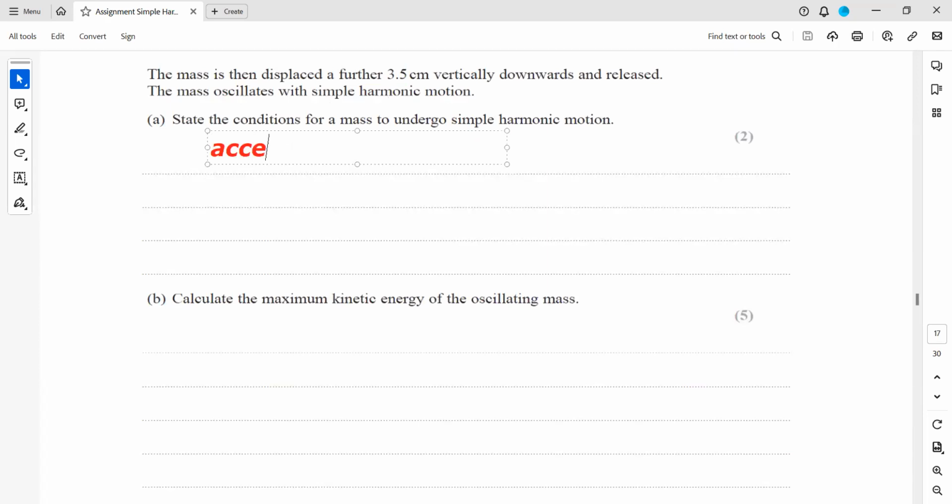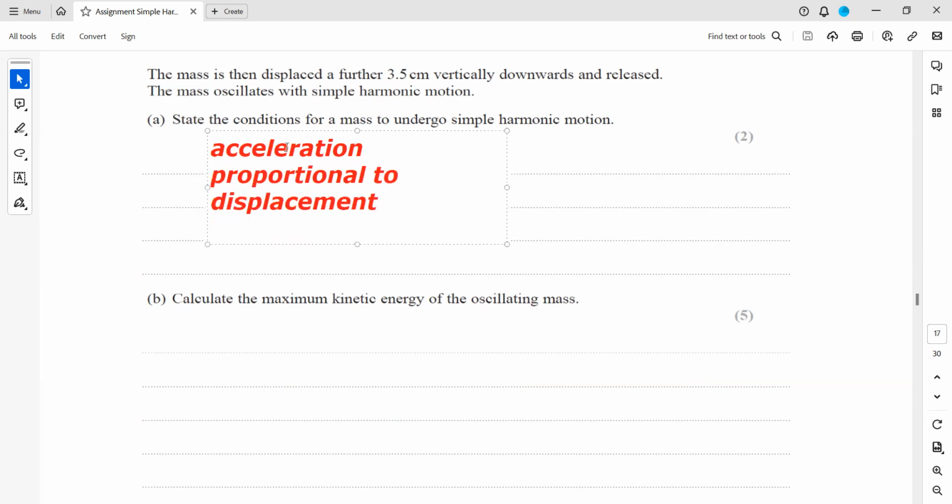The acceleration is proportional to displacement, and it is directed towards the mean position.